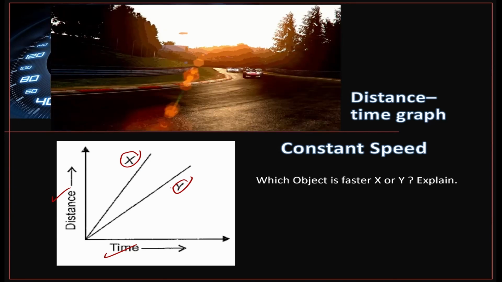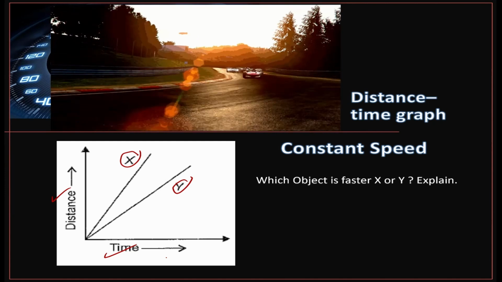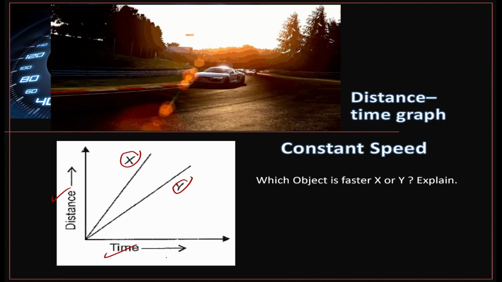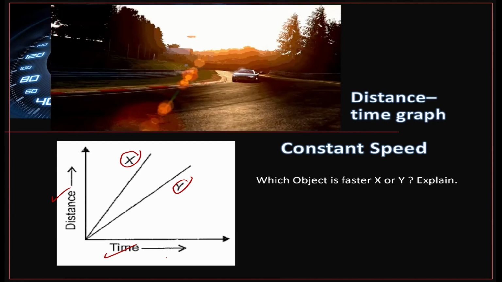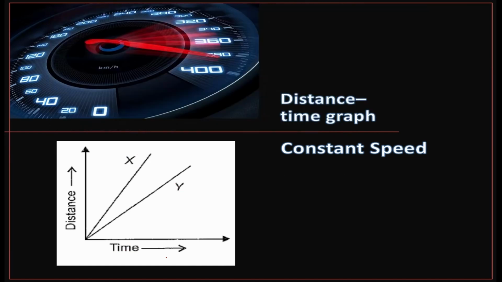Okay, very good. We see an interval of time and we see which one covers a longer distance. Again, we determine which one covers a longer distance in the same time interval. For example, take this point here to represent a specific time interval. And we see which one covers a longer distance. Look at object Y. It covers this distance. And what about object X? It covers this distance.